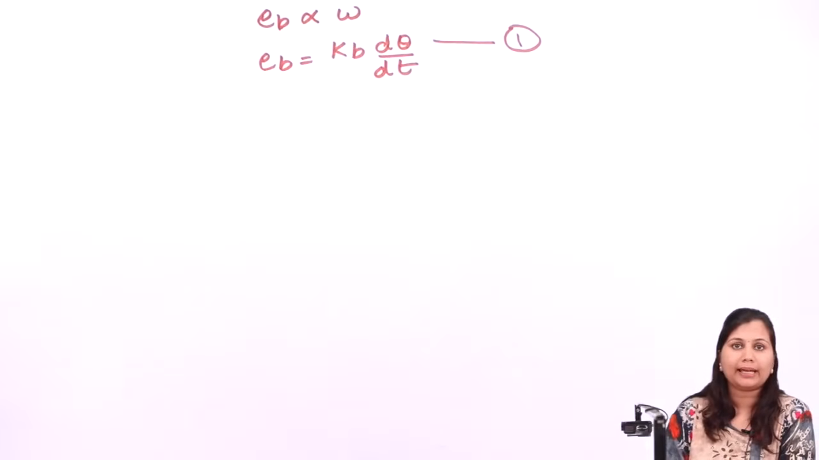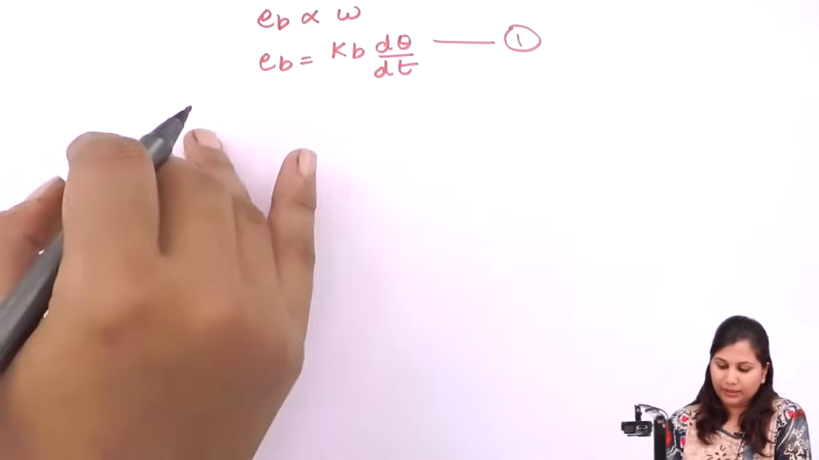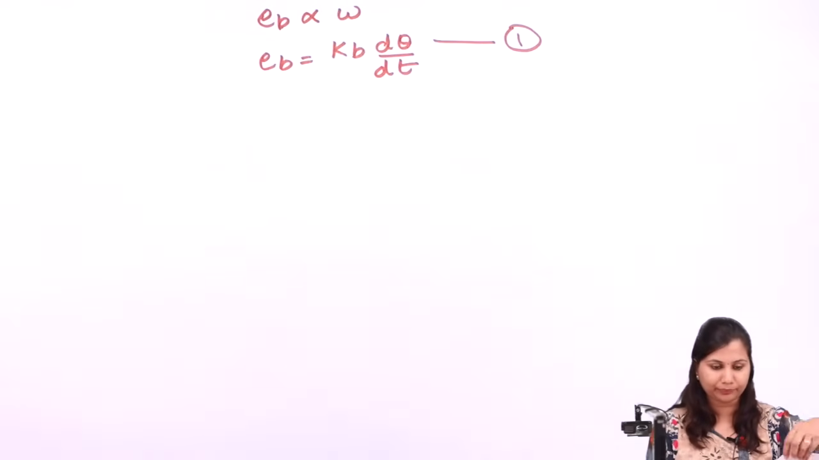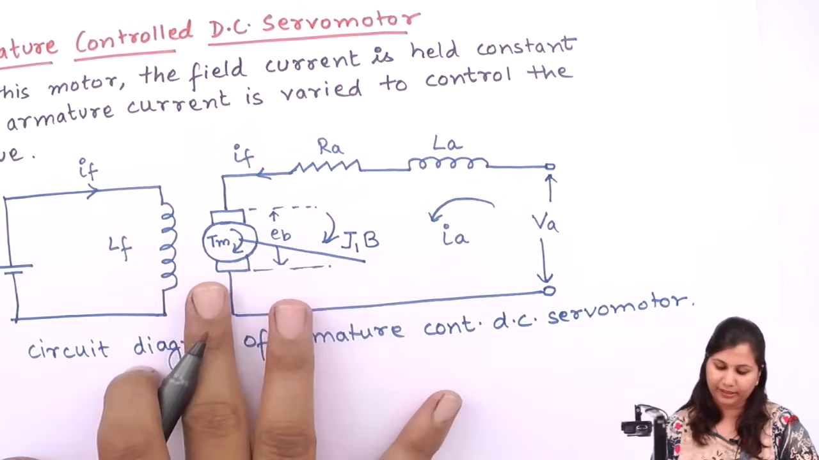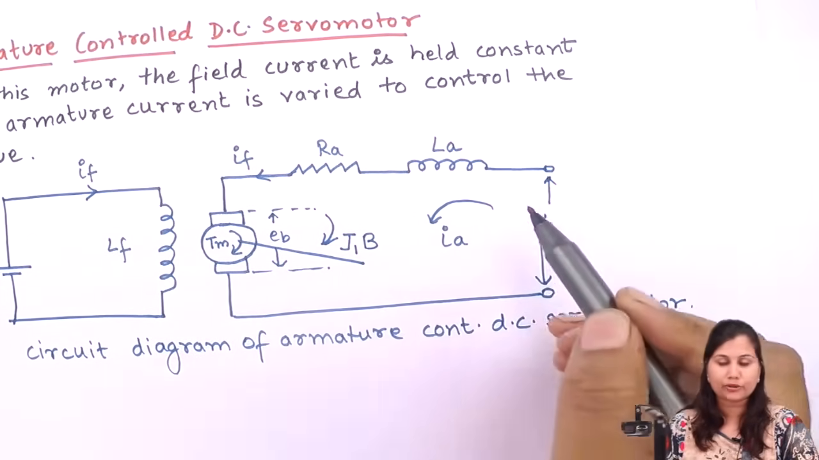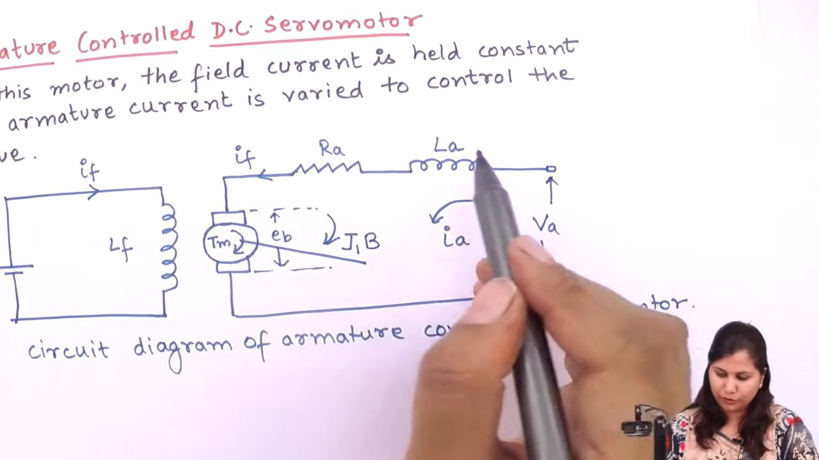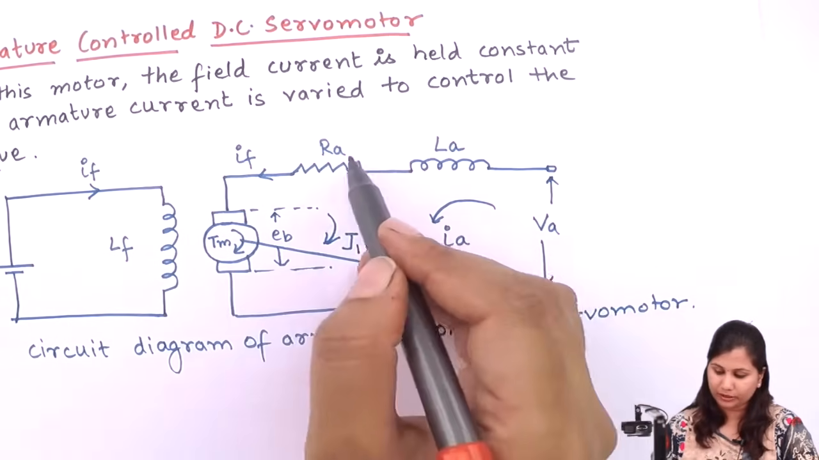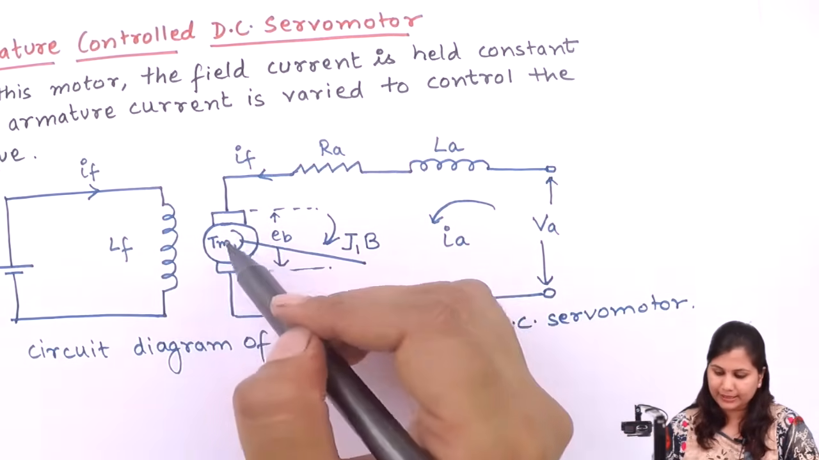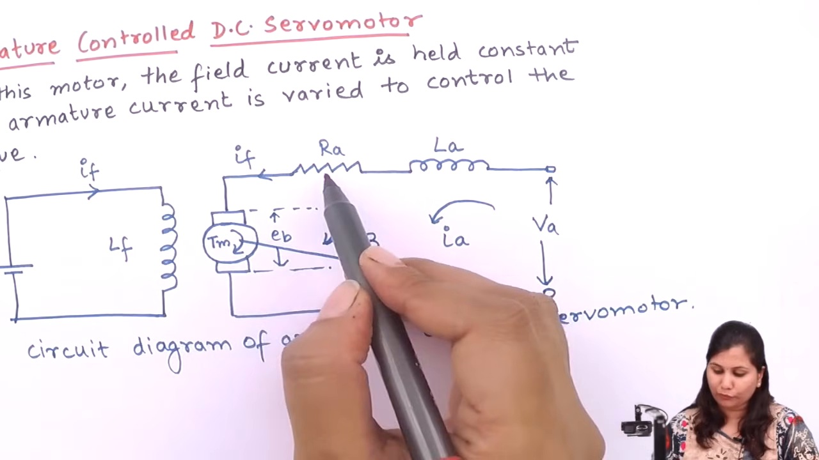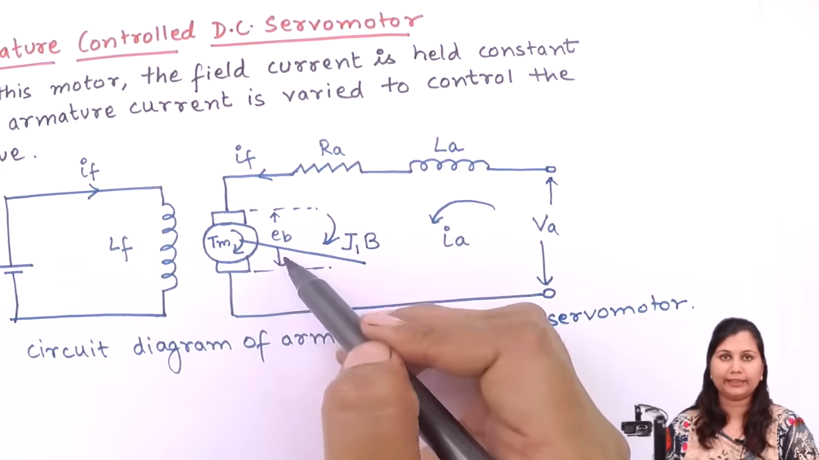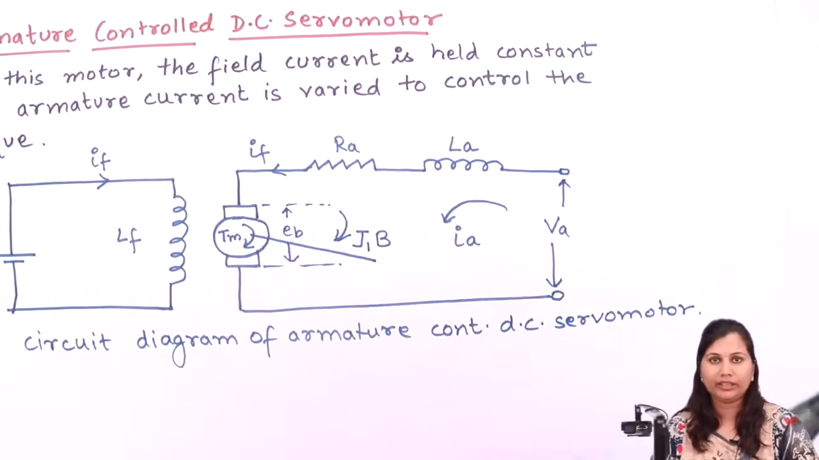Now if we apply Kirchhoff's law in the armature circuit, let's first see the diagram. Here we have the armature circuit. Now if we apply the KCL, then the total voltage drop, that is VA, will be equal to IARA, this current, plus LA DIA by dt, plus this back EMF. So the voltage drop across the resistance, the voltage drop across the inductor, plus this back EMF will be equal to VA.